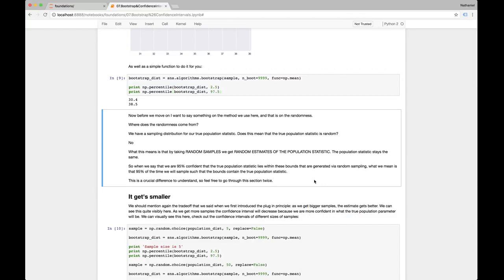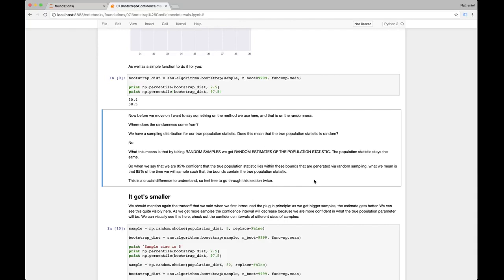So when we say we're 95% confident, what we mean is that if we take our confidence interval and repeat this 100 times, then 95% of those confidence intervals would contain the true population mean, and 5% of them would not contain it. But we generally don't do this in practice because we don't have access to the population distribution.